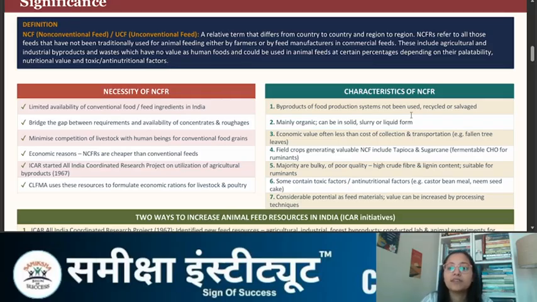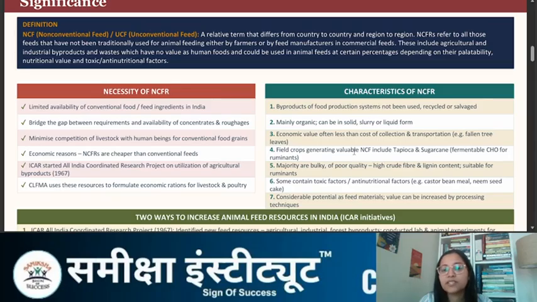So what are the characteristics? These are byproducts of food production systems, and they are not used as such. Sometimes they are recycled, salvaged basically. They are mainly organic and can be in solid, slurry or liquid form. They have economic value; they are basically byproducts, but still have higher economic value. Their value is lower than the cost of collection and transportation, for example fallen tree leaves, etc.